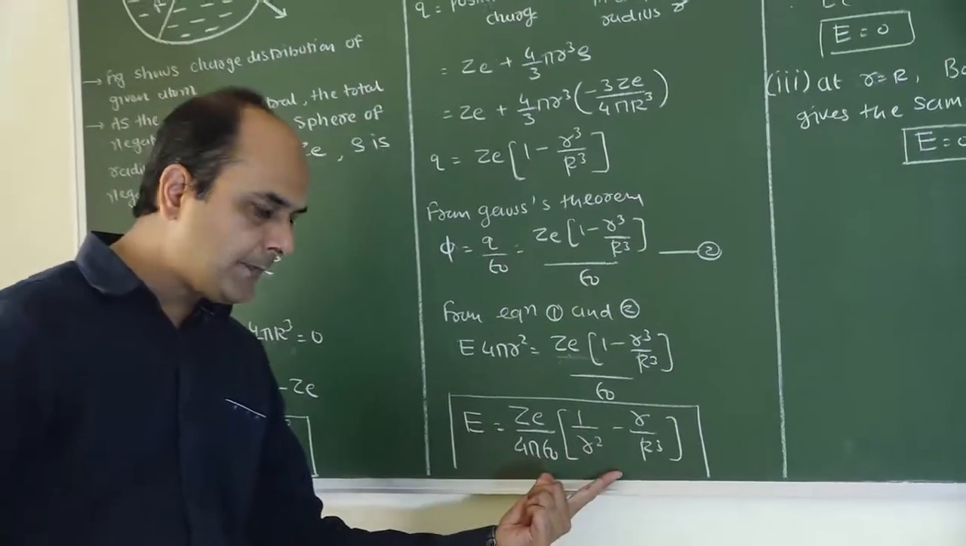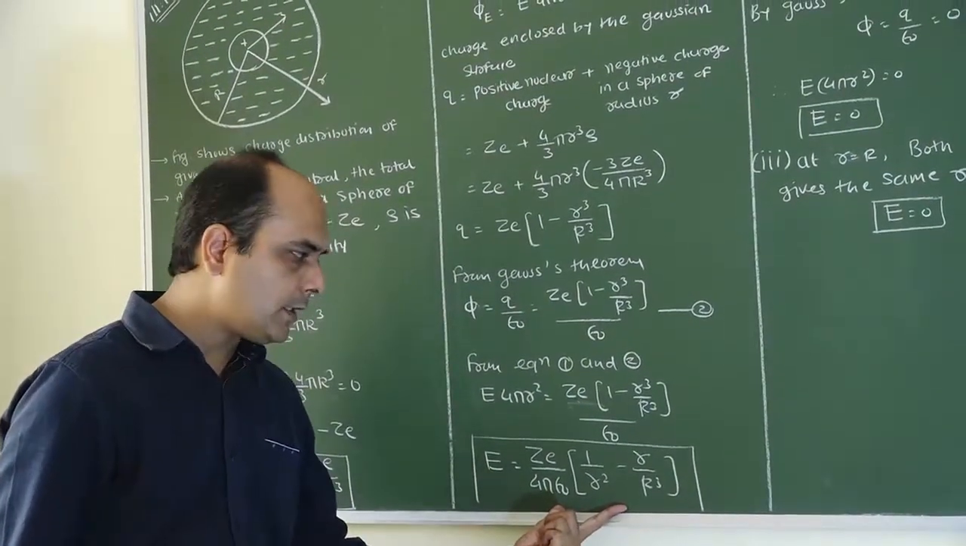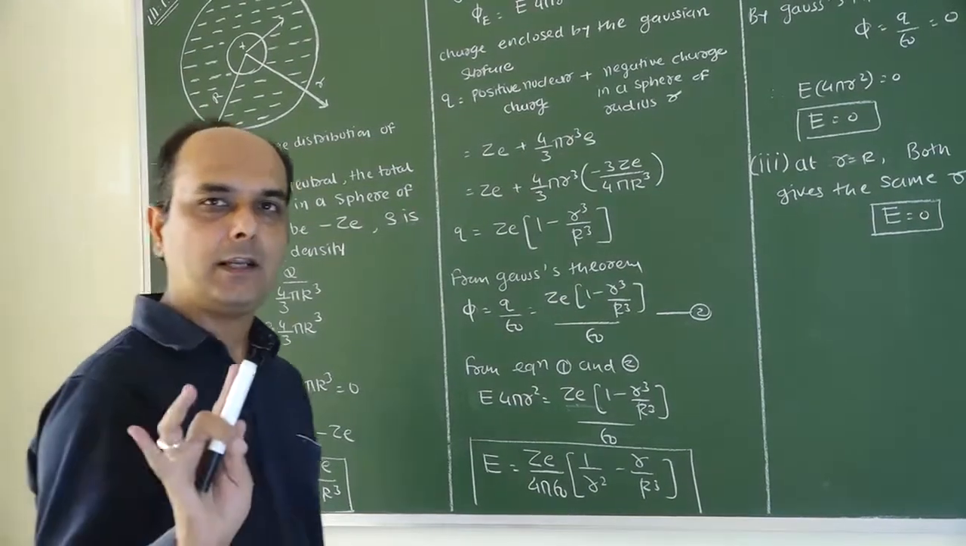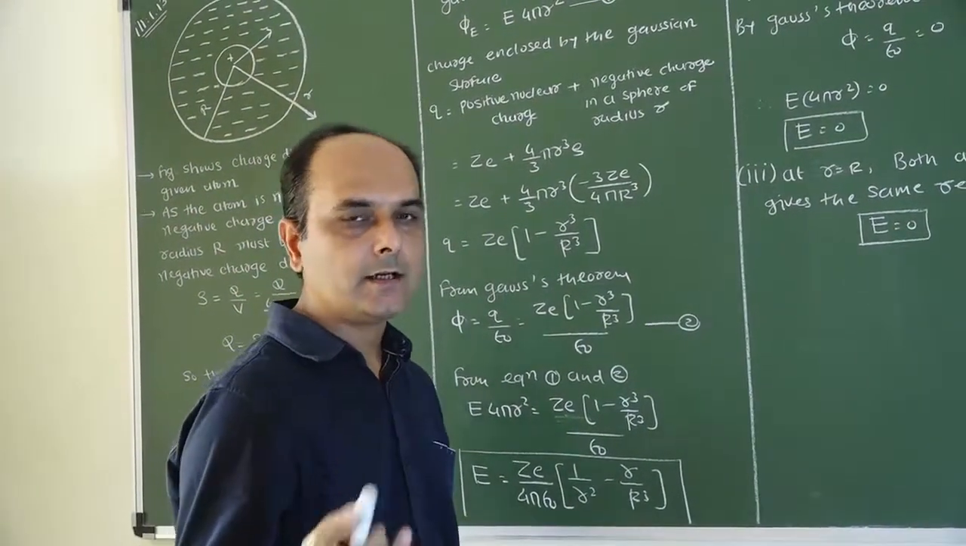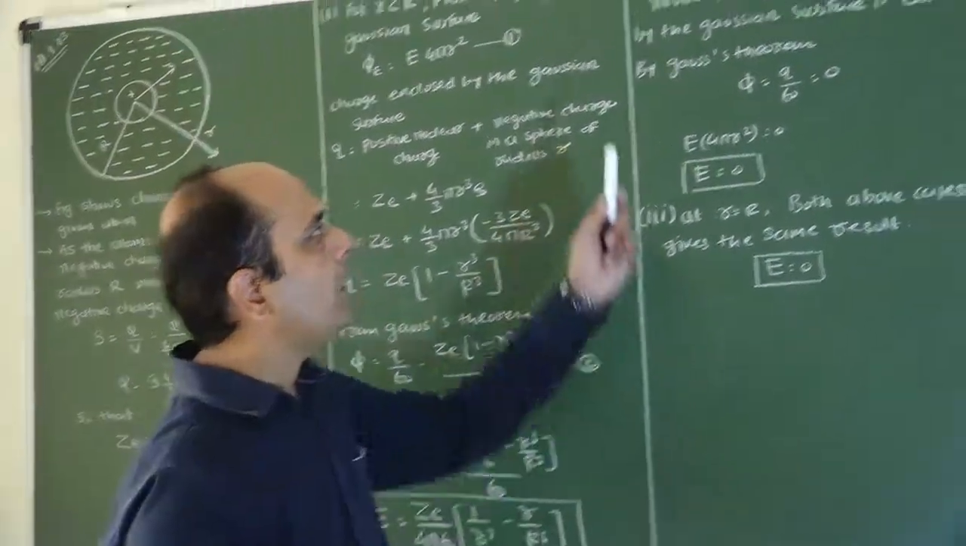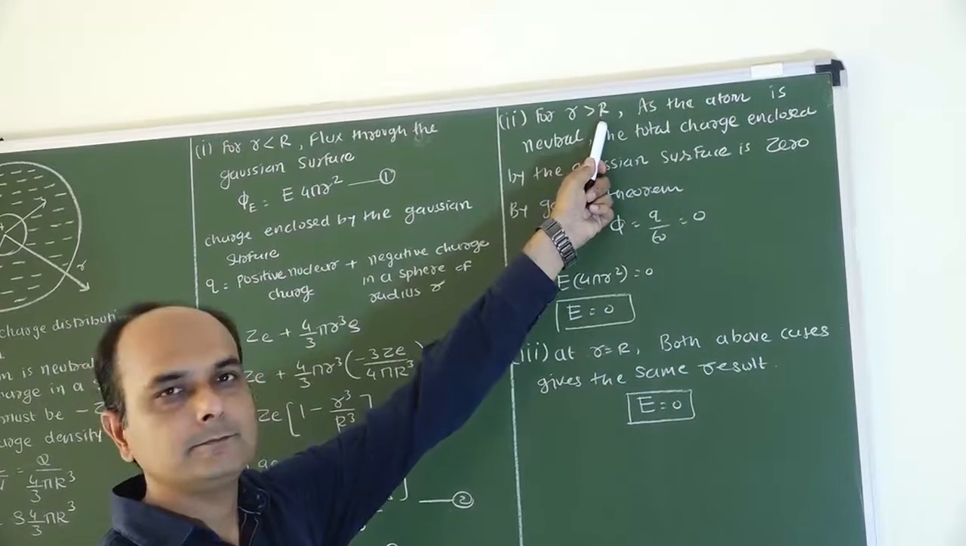See, this is the electric field intensity within the sphere for a distance r less than capital R. Now there is a second case. Calculate the electric field for a distance r greater than capital R.